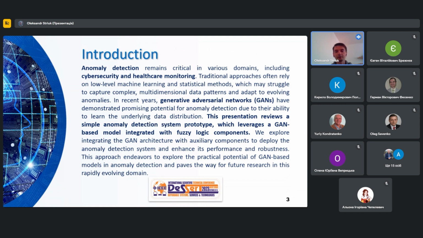In recent years, generative adversarial networks, GANs, have demonstrated promising potential for anomaly detection due to their ability to learn the underlying data distribution. This presentation reviews a simple anomaly detection system prototype which leverages a GAN-based model integrated with fuzzy logic components. We explore integrating the GAN architecture with auxiliary components to deploy the anomaly detection system and enhance its performance and robustness. This approach endeavors to explore the practical potential of GAN-based models in anomaly detection and paves the way for future research in this rapidly evolving domain.